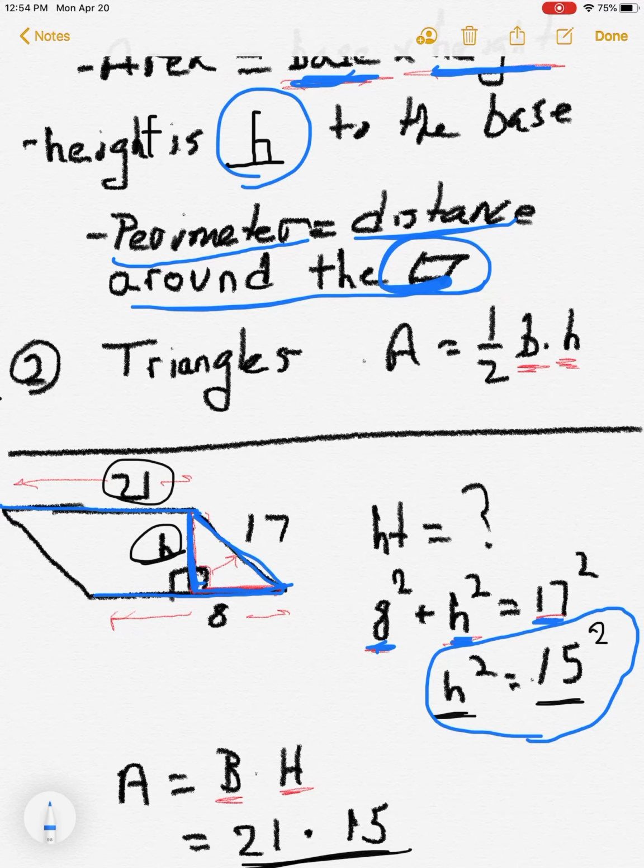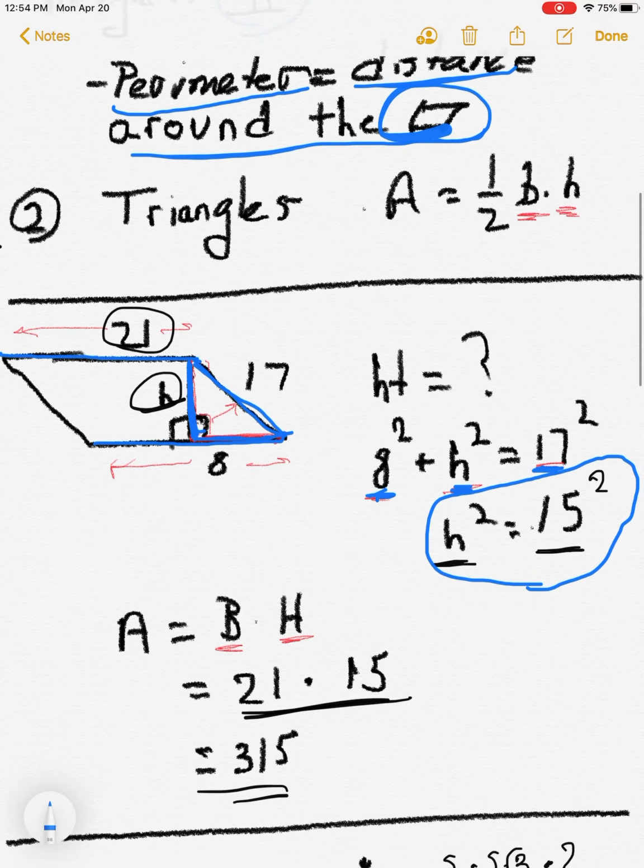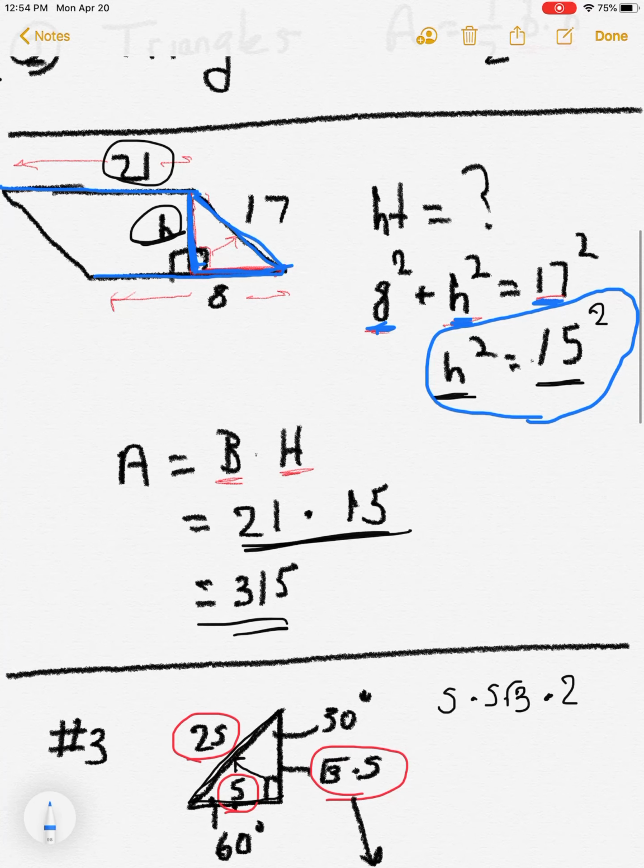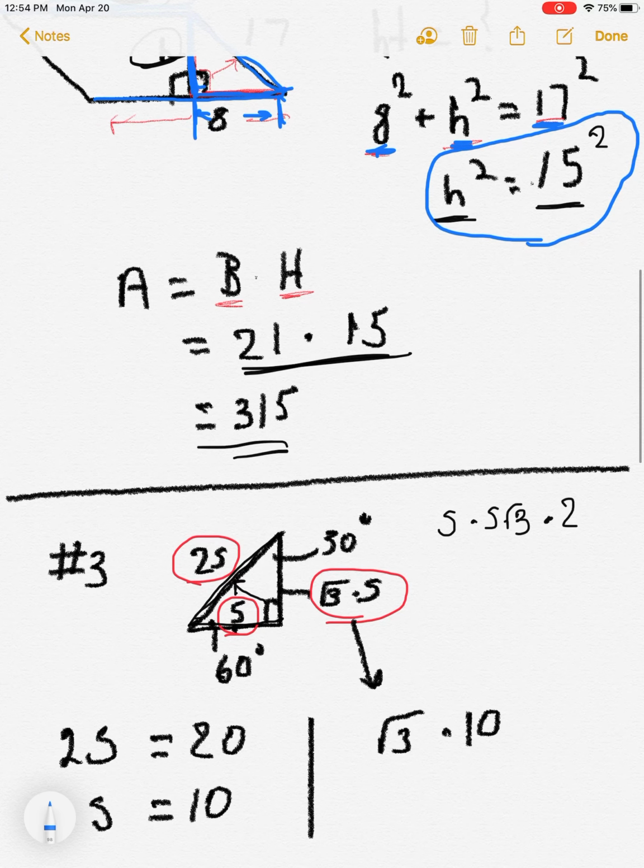So the area, therefore, is the base of 21 multiplied by the real height of 15, giving us an area of 315. Area of a parallelogram, base times height. This problem had a dimension 8 from here to here, but the real base is actually up here, 21. The total base, that is, 21 times 15 gives me an area of 315.